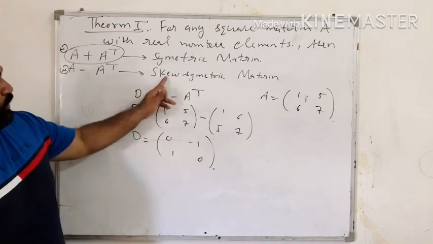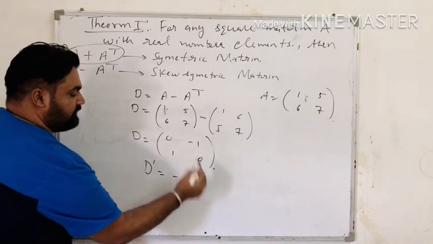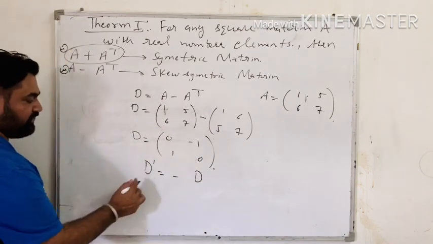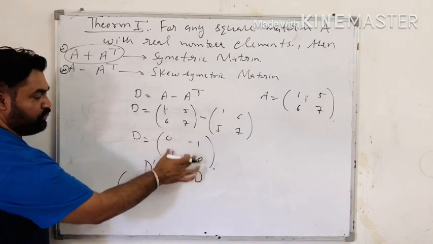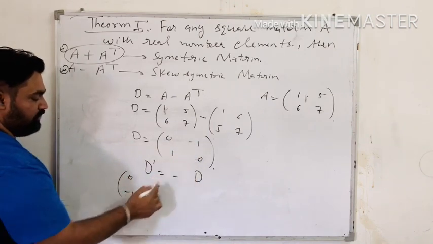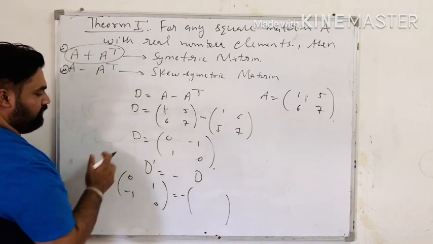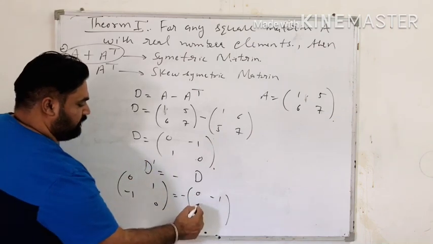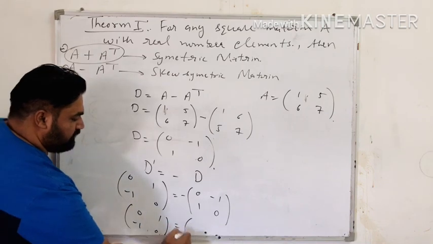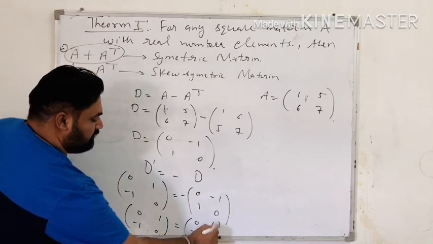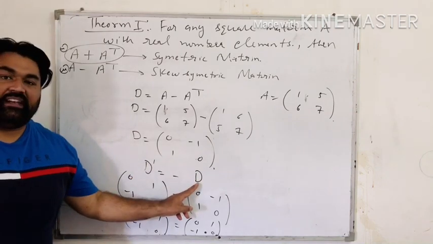Now we have to prove skew symmetric matrix. The condition is D transpose equals minus D. Now what is D transpose? So D transpose is changing of rows into columns. So [0, minus 1; 1, 0]. Minus, what is the value of D? [0, minus 1; 1, 0]. So [0, 1; minus 1, 0] equals [0, 1; minus 1, 0]. So hence we again proved that D transpose equals minus D.